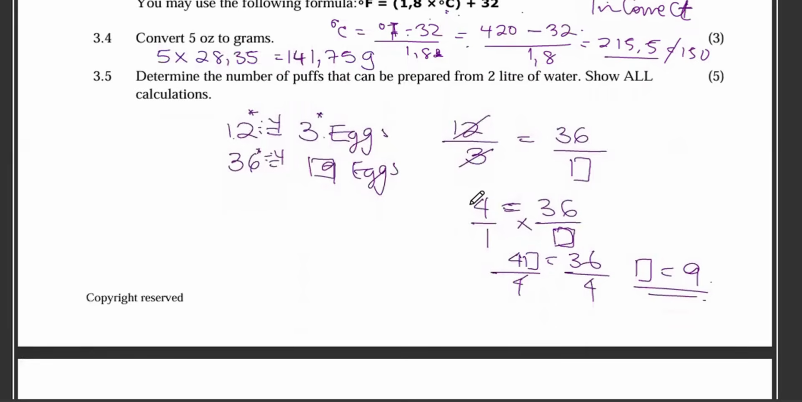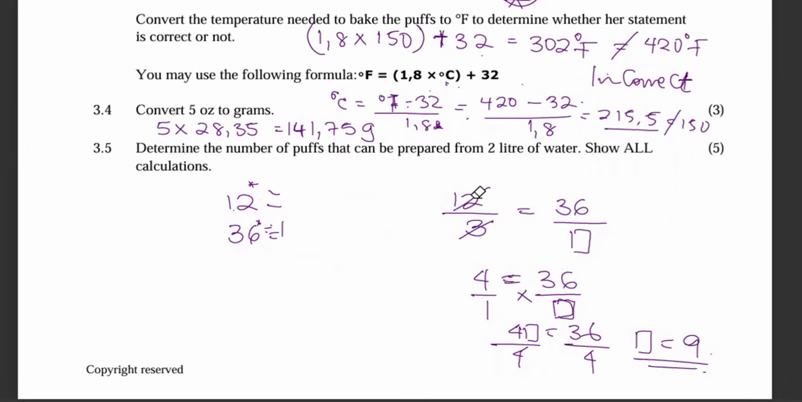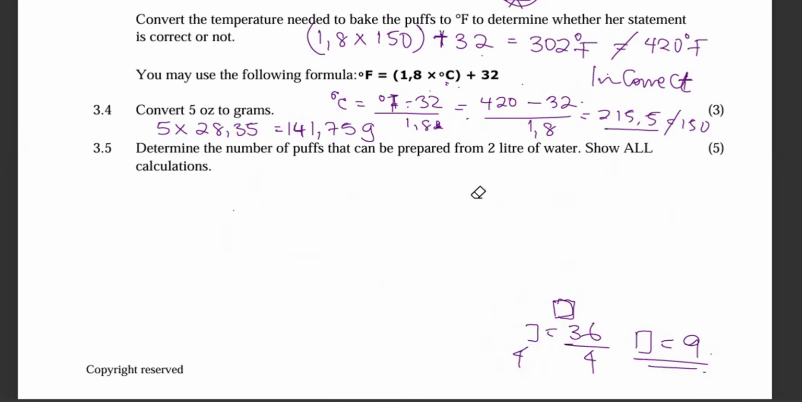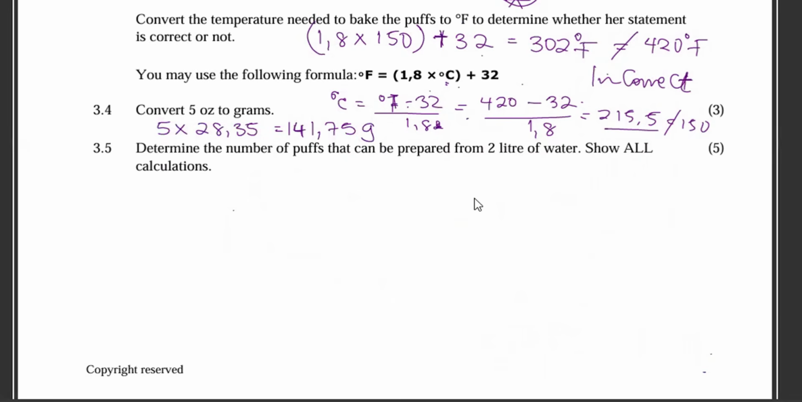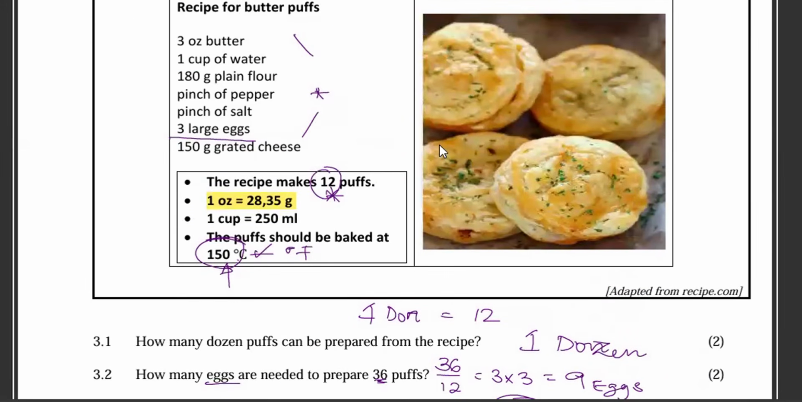It says, determine the number of puffs that will be made from 2 liters of water. Ask yourself, originally, what do we have on this? Remember, the recipe that we have is for 12 of them. What do we need? We shall go back up here and say, how much water do we need? Water that's needed, it's this one here, 1 cup.